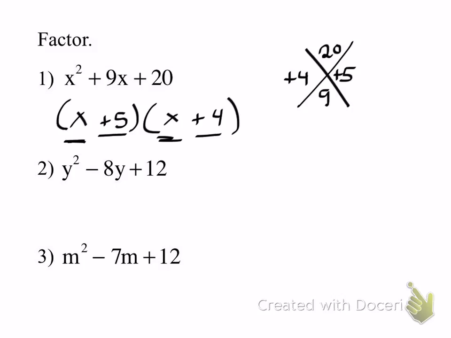That's the answer. Okay. What goes on top, please, Audrey? 12. What goes on the bottom, please, Theora? 8. What kind of 8? Negative 8. Signs matter. What two numbers, Deja, multiply to 12 but add to negative 8? Don't forget, just make a factor tower.